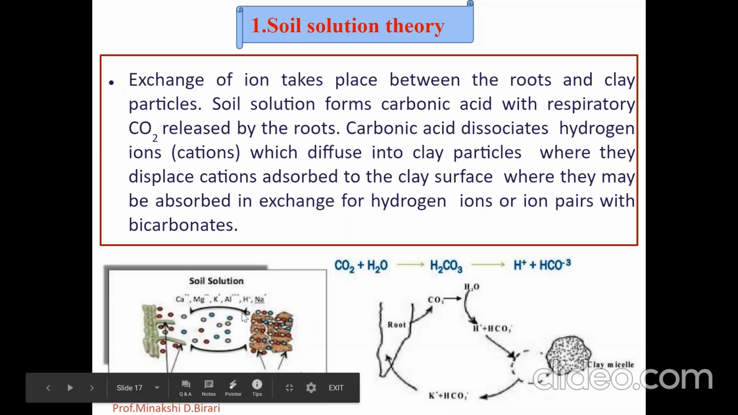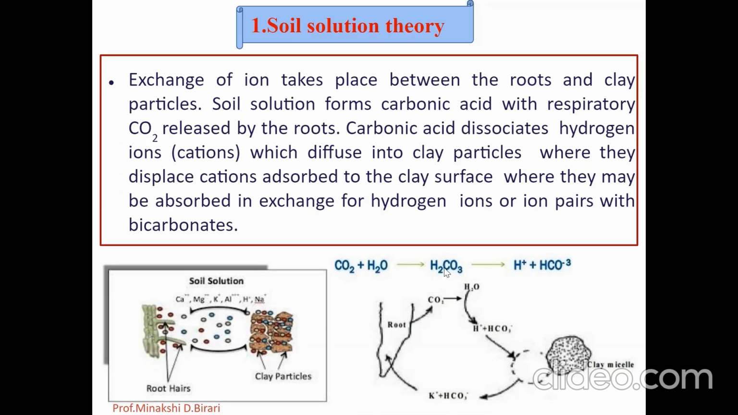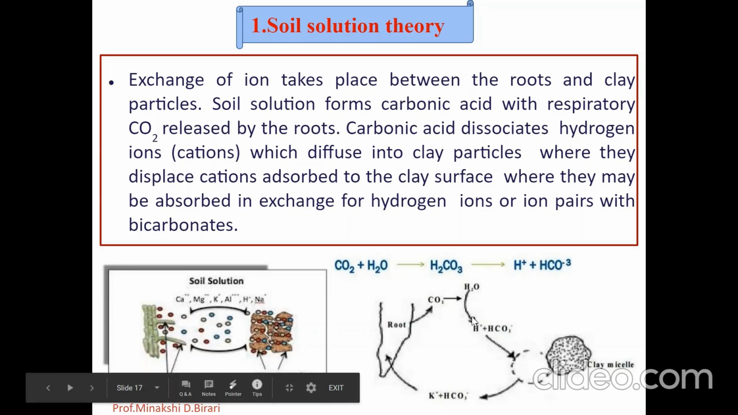The soil solution forms carbonic acid with respiratory CO2 released by the roots. The carbonic acid dissociates into H plus ion, that are the cations, and HCO3 minus, these are anions, which diffuse into clay particles, where they displace cations adsorbed to the clay surface, for example K plus, where they may be absorbed in exchange for hydrogen ions or ion pairs with bicarbonates. So that is the soil solution theory.